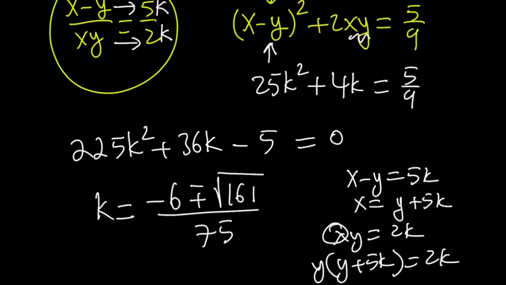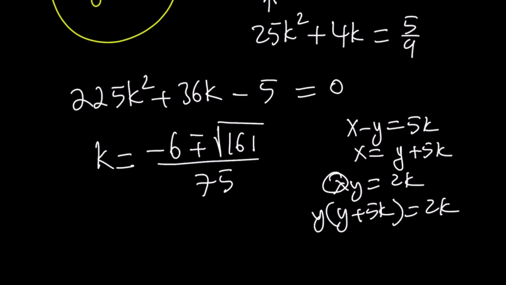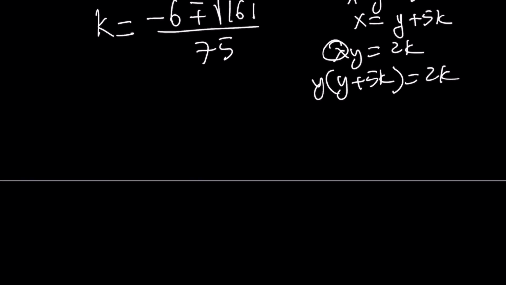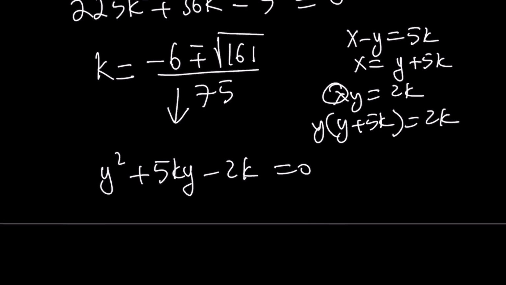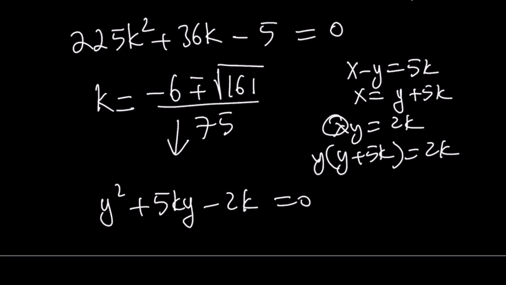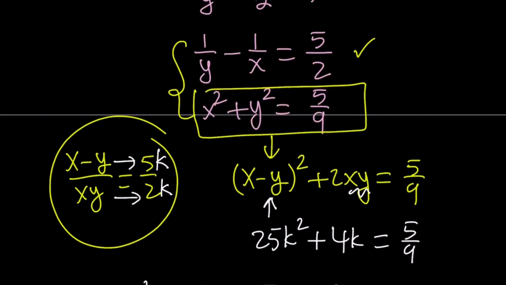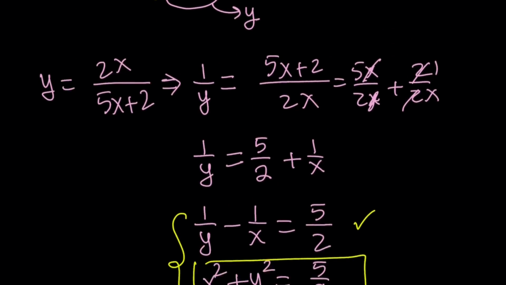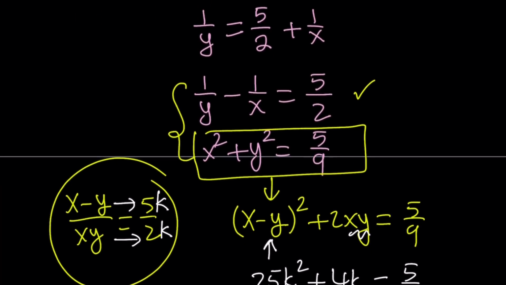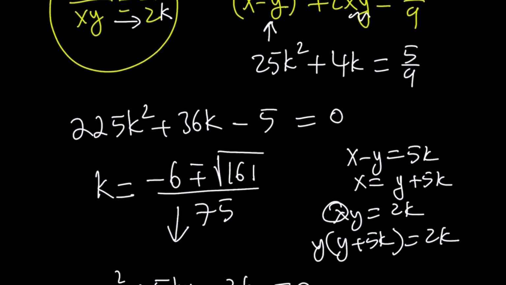but the solutions are not pleasant looking. Anyways, so if you do all the process, let me simplify this a little bit and show you. So y squared plus 5ky minus 2k equals 0, and that's what k is. Now, which value of k are we going to use, right? The answer is, it depends, right? Are they positive? Are they negative? So if you look at this expression right here, x and y can take both values, right? So you should be able to use both values.